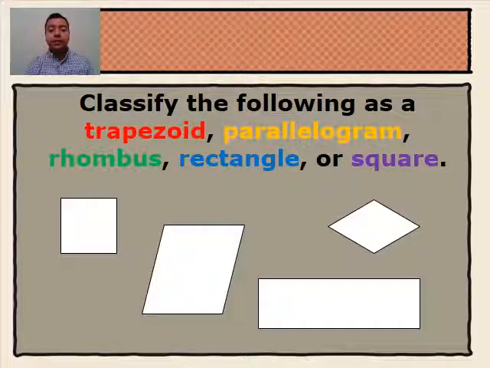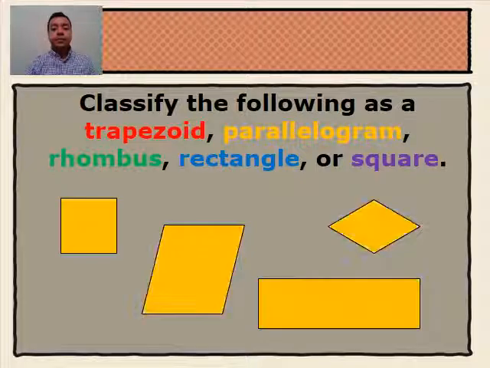Now we'll classify the following as a trapezoid, parallelogram, rhombus, rectangle, or square. These we know are all examples of parallelograms. We know this because they each have four sides and also two pairs of parallel lines.